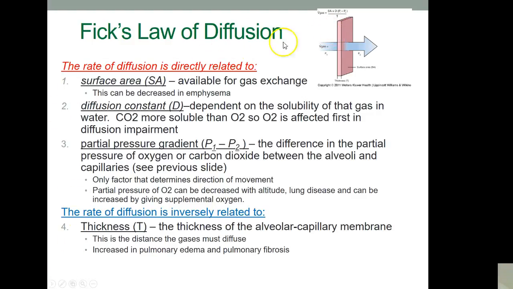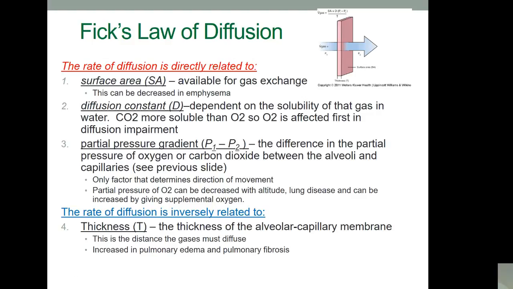The surface area is simply the area available for gas exchange. So this is everywhere the alveoli come in contact with the pulmonary capillaries. The greater the surface area, the greater the rate of diffusion. If we were all trying to leave a building at once, with more exits, greater surface area to exit, we'd be able to leave faster than if we had one exit. Surface area is normally very high in the lungs, thought to be about as big as a tennis court.